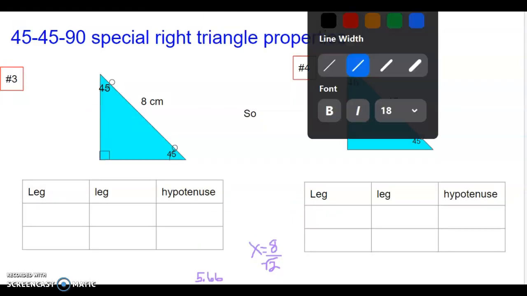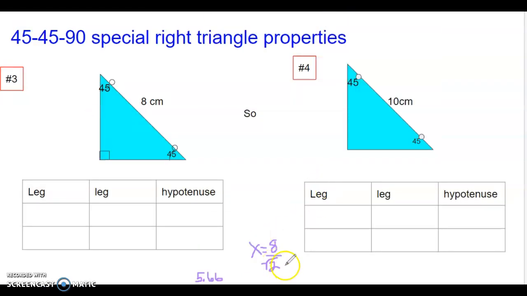Okay, so we're going to rationalize the denominator. So I'm going to multiply the bottom by the square root of 2, like we did this morning, and you do it to the top. You do the same thing to the bottom and the top, right? All right, so now the square root of 2 times the square root of 2 is the square root of 4, and the square root of 4 is just 2. So we finished the denominator. Now we're going to do the work with the numerator, the number on top. So 8 times the square root of 2 is just 8 square root of 2.